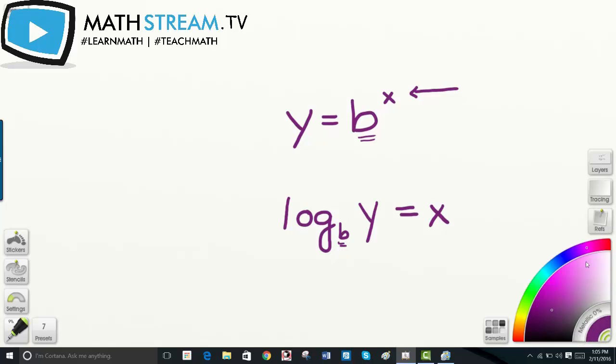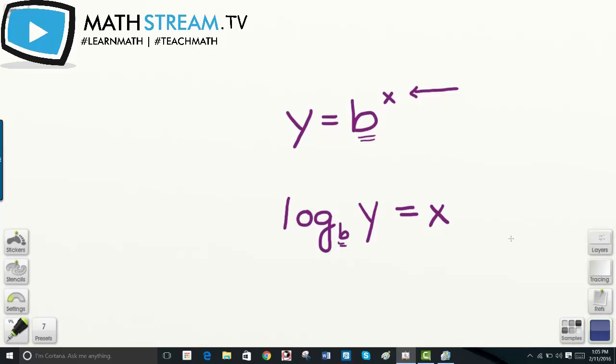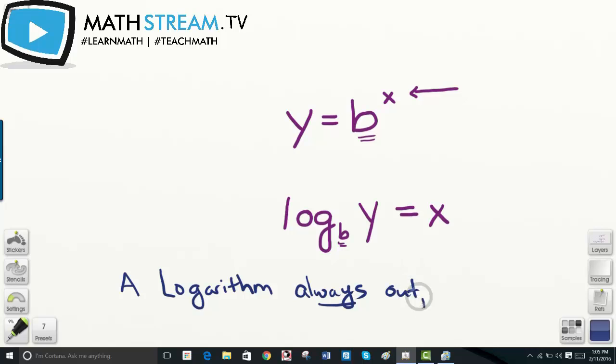And one of the important definitions that I gave you in class is I said a logarithm always outputs an exponent. Keyword being exponent. So in this case, log base b of y equals x. The value a logarithm outputs, on the other side of that equal sign, is an exponent.